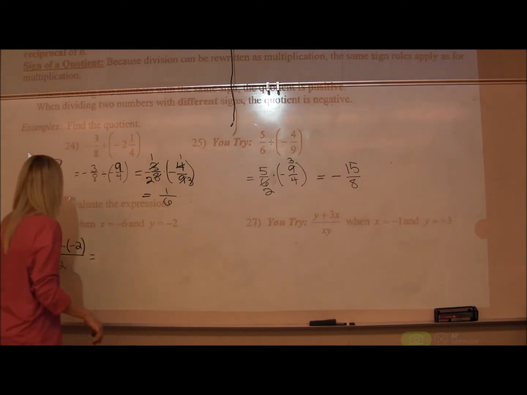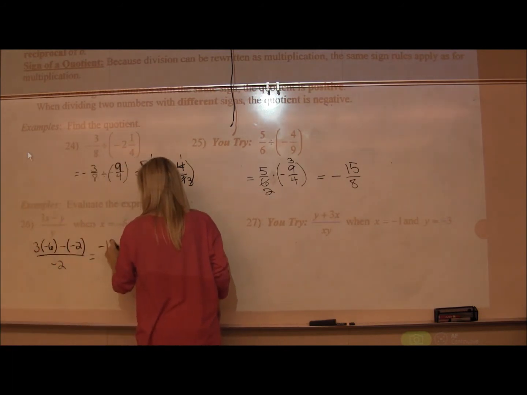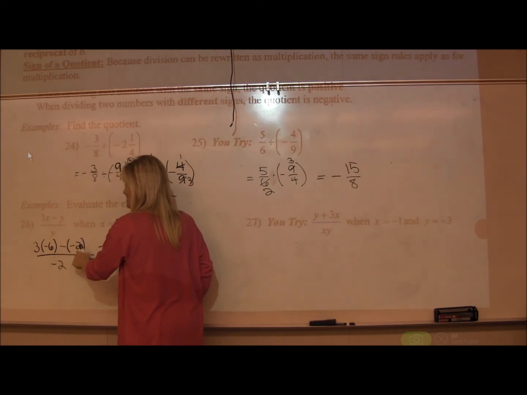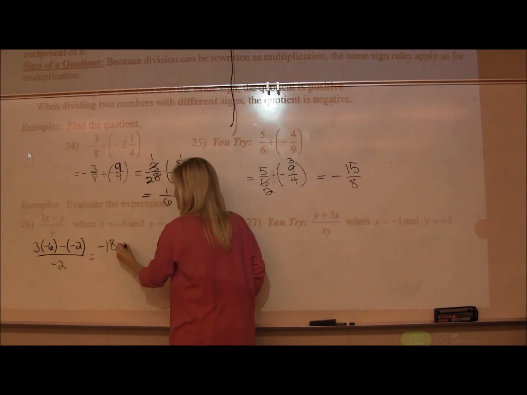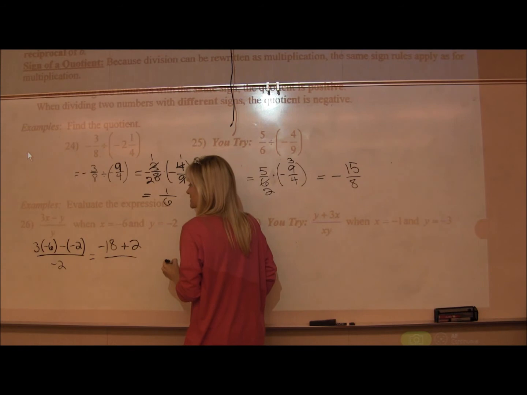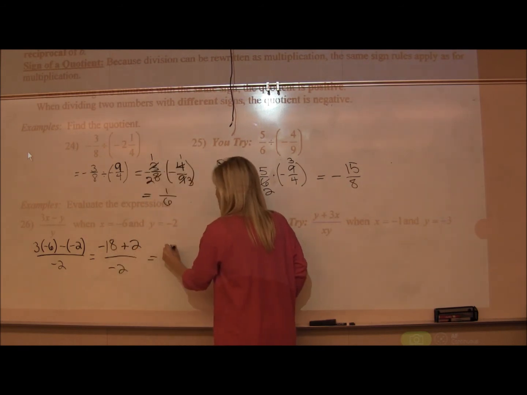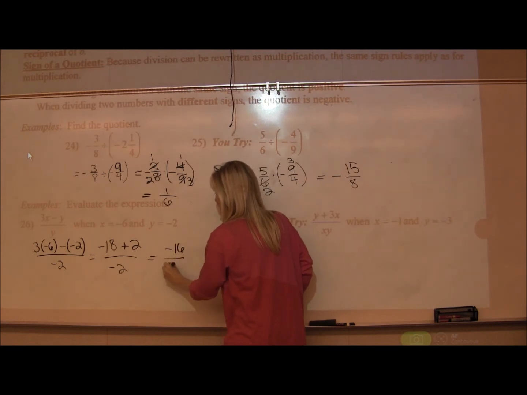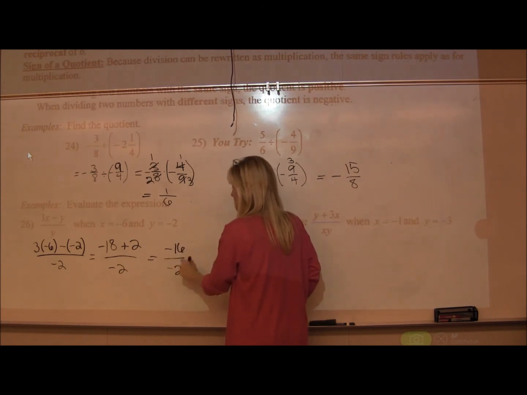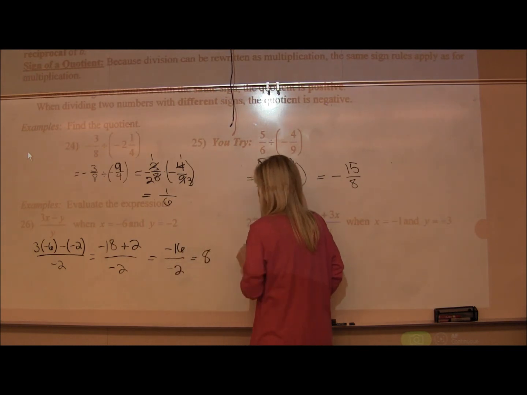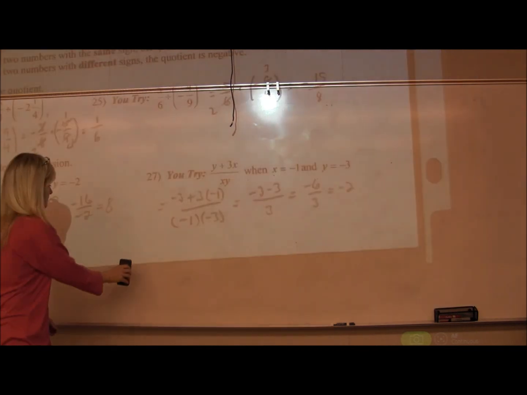Okay, well, 3 times negative 6 is negative 18. If you subtract negative 2, it's the same thing as adding the opposite of negative 2, so you're adding positive 2. Minus a negative is the same thing as plus. Okay. So then this is negative 16 over negative 2. Negative divided by a negative, same sign, so it's going to be positive 8. You do the Your Try.